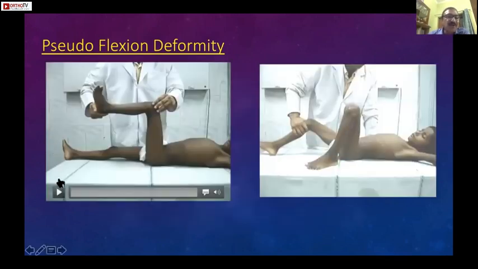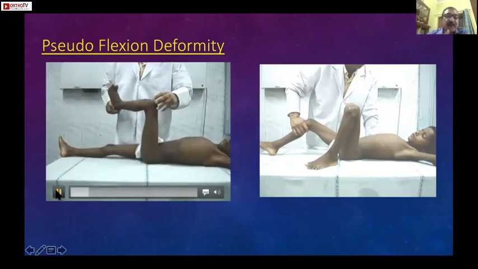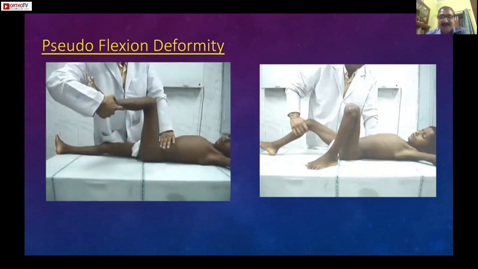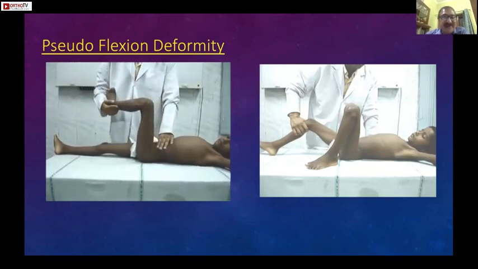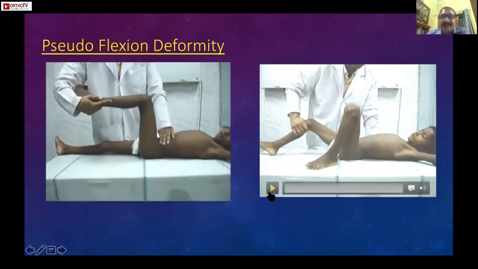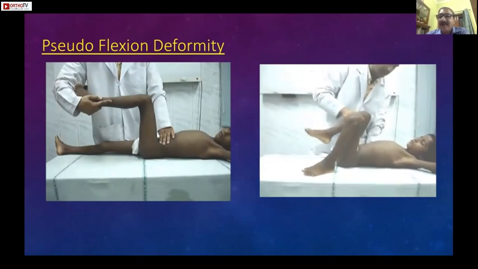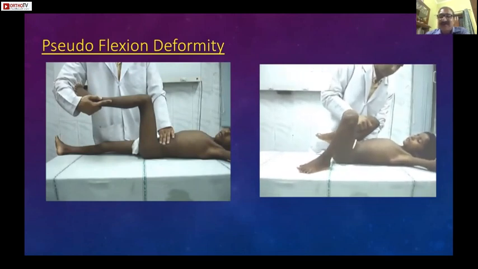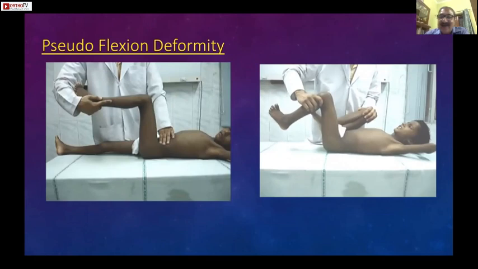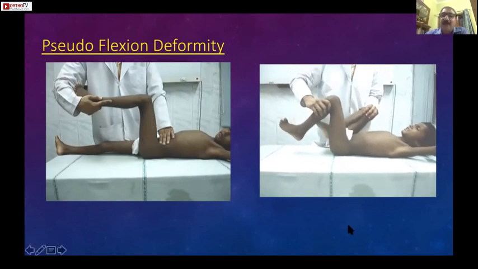In a case of pseudo flexion deformity, when the disease is not in the hip joint, the rotations will be free and painless. In this patient, rotations are free and painless. If the patient had hip joint disease, the rotations would have been painful. At the same time, in the same patient, if you try to do the Thomas test, the child cries. This is a typical case of a pseudo flexion deformity, in which hip rotations will be free and painless.